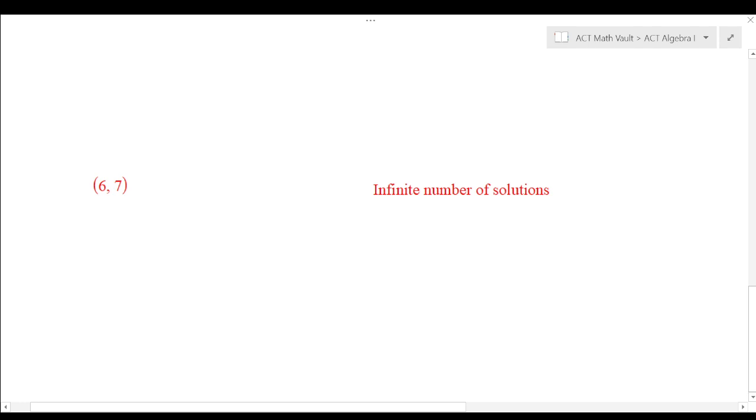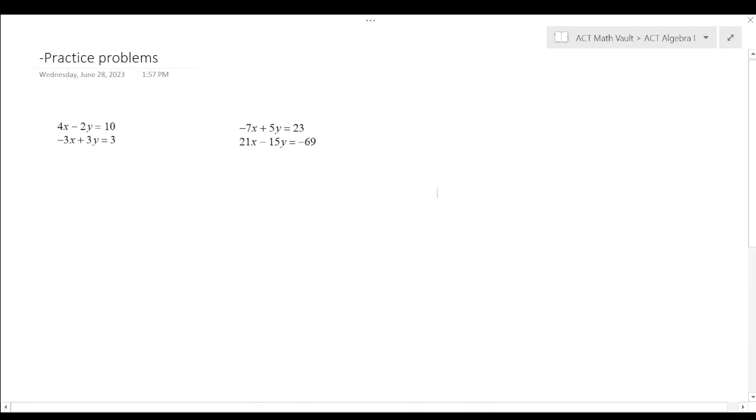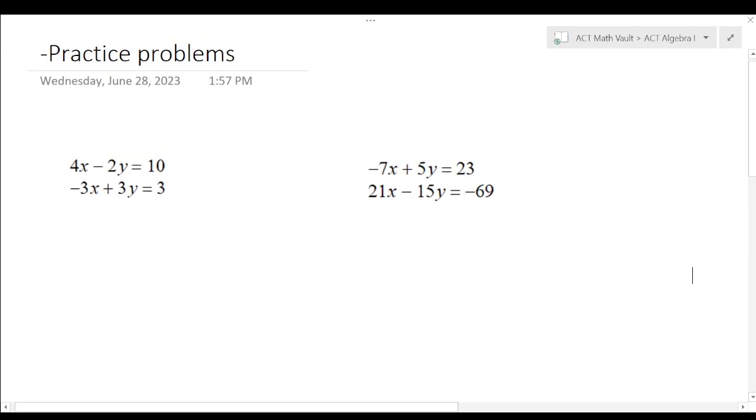Okay, answers are here. So 6, 7 is the first one, which is nice. And then the second one is infinitely many solutions, meaning that not just one point would work, but a whole line of points would work for the linear.